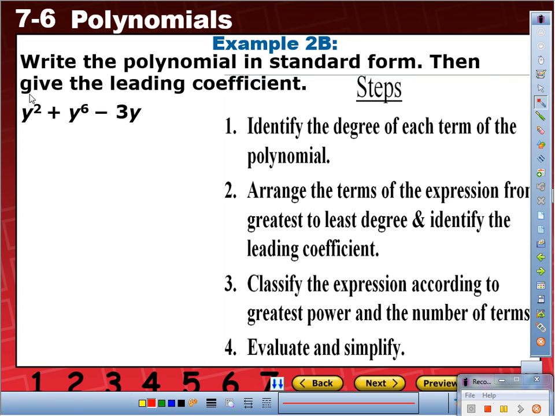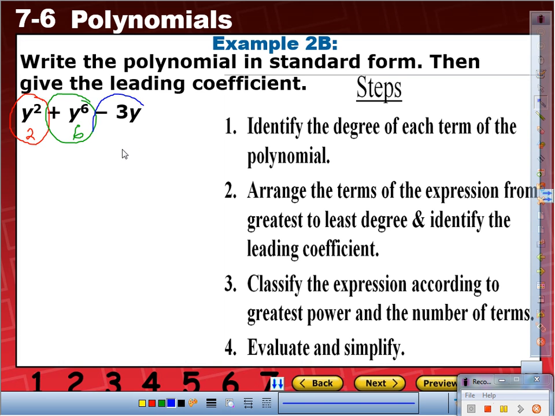I'm going to start with red. Circle your first term. What is the degree of that one? 2. Next, I'm going to green. Circle the second term. What is the degree of that one? 6. And then in blue, I'm going to circle the last term. What is the degree of that one? 1, because the exponent of the y is a 1. So now that we identified the degrees, now we write it in standard form, okay? Turn to your neighbor, let them know what would be the first term you write.